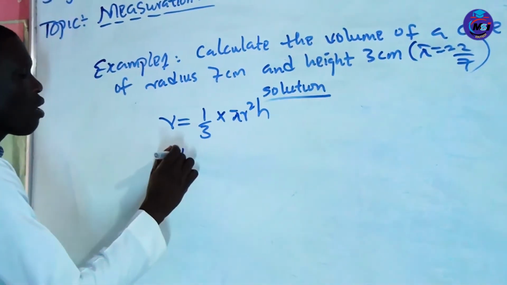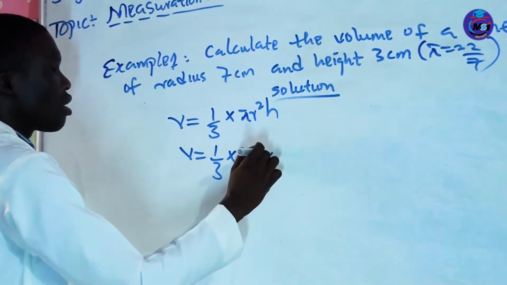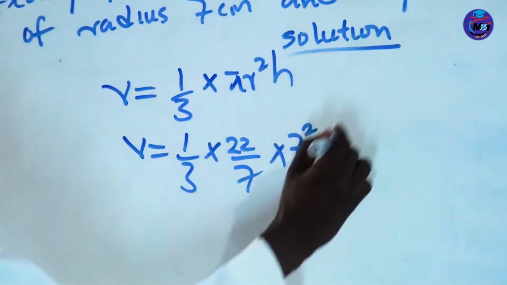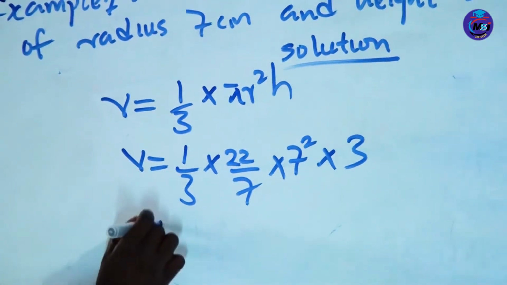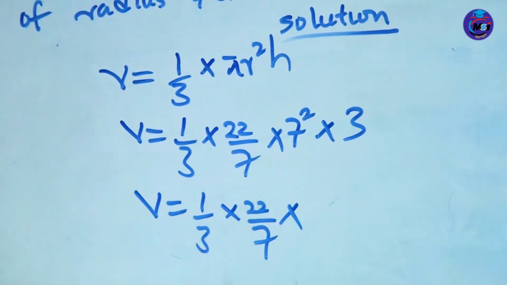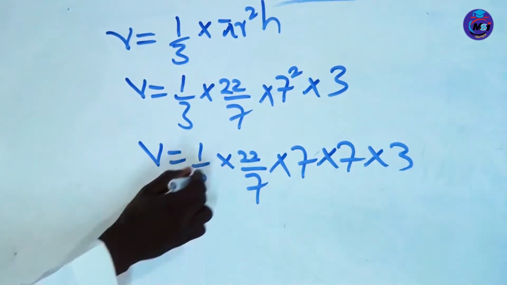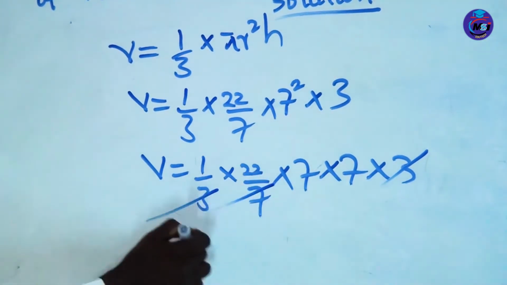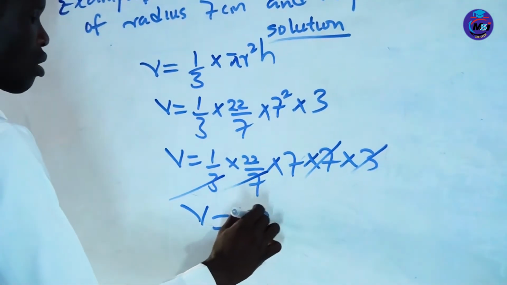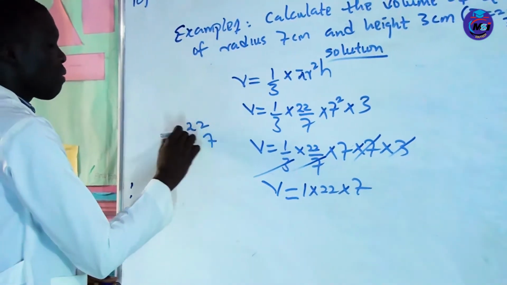Now V will give us 1/3 times 22 all over 7, R is 7 square multiplied by h, which is 3. This will give us V equals 1/3 times 22 all over 7 times 7 square, which means 7 times 7, then multiply by 3. This 3 will cancel this 3. This 7 will cancel this 7. We are left with V equals 1 times 22 times 7. So this will give us 22 multiplied by 7.